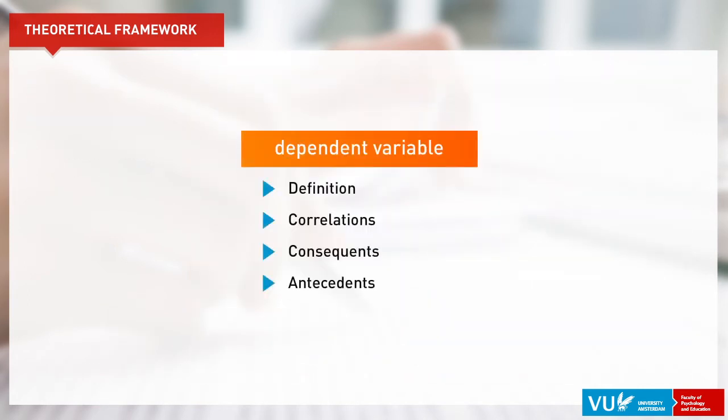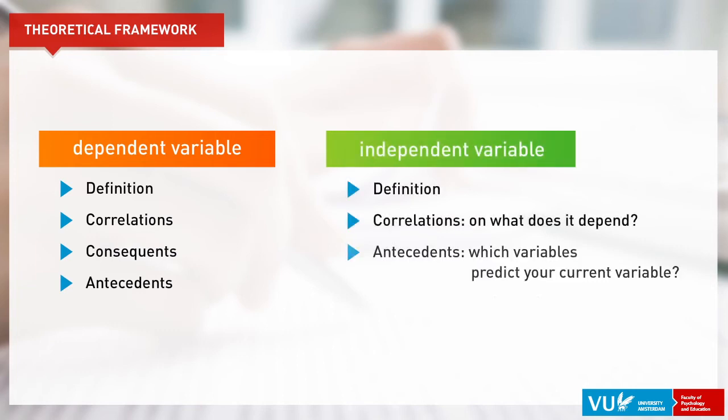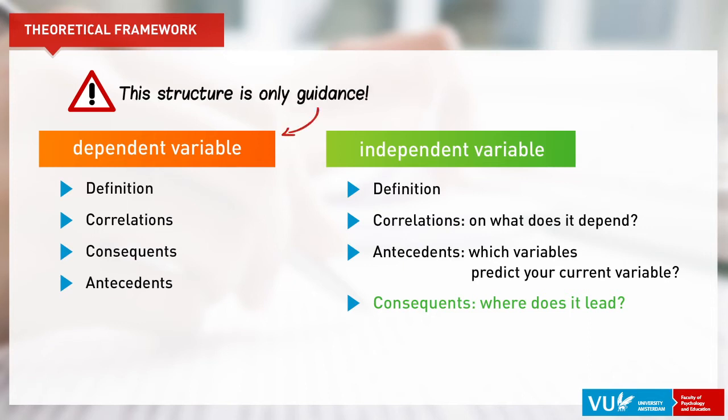After discussing the dependent variable, you will then continue with the independent variables. Describe the same 4 points. However, end with the consequences instead of the antecedents, so your discussion ends with the relationship to the dependent variable. Beware, this structure is only guidance. Consult your professor about the exact content of your theoretical framework.